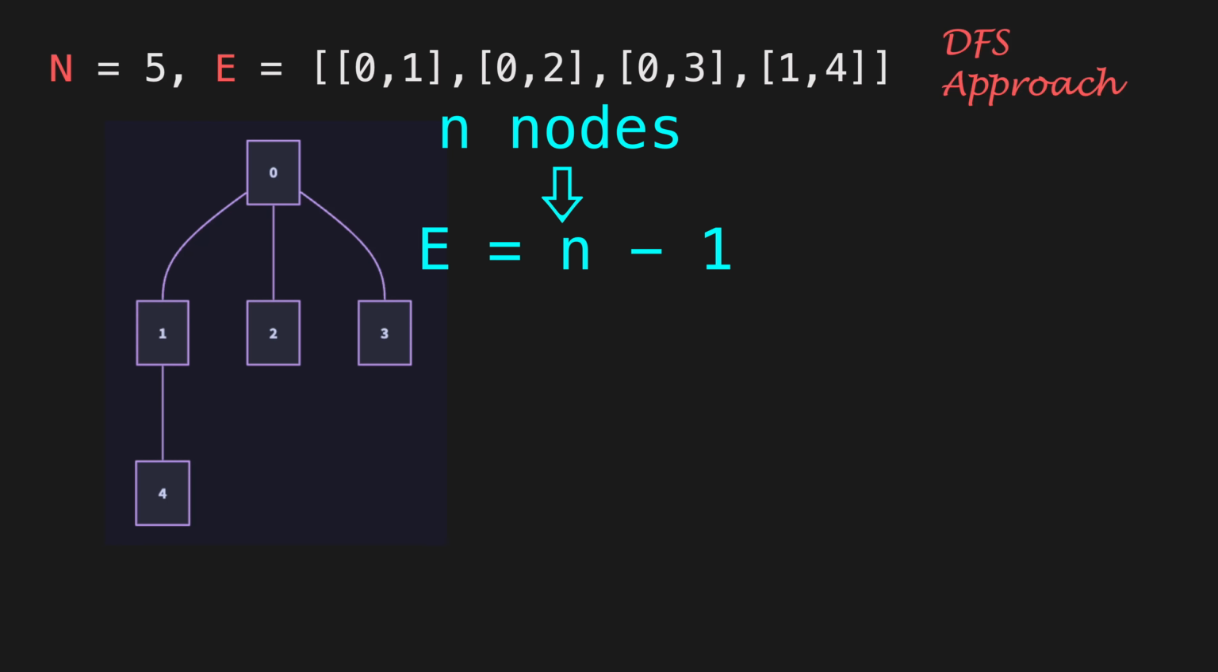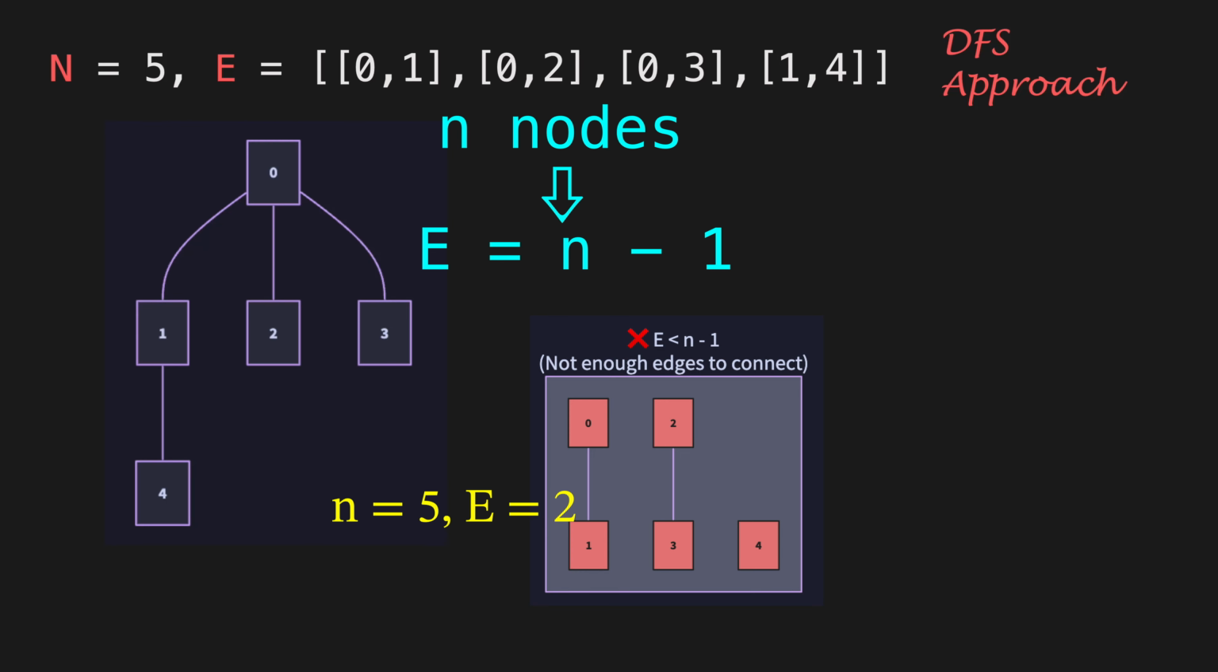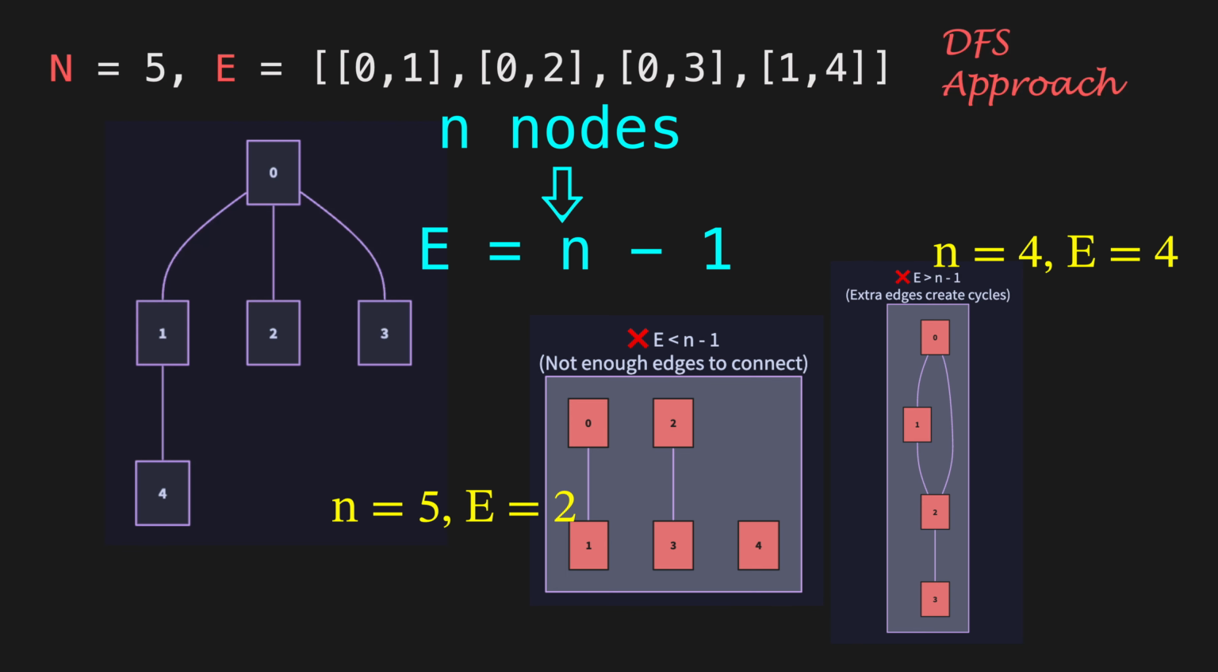Think about it this way. If E is less than n minus 1, we simply don't have enough bridge edges to connect all the islands. At least one node or group of nodes will be left isolated. If E is greater than n minus 1, we have too many edges. In a connected graph, every extra edge beyond n minus 1 is guaranteed to create a loop or a cycle.